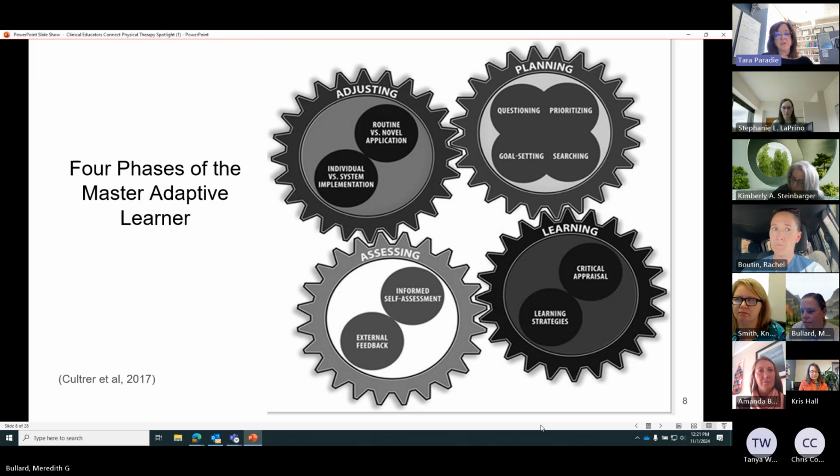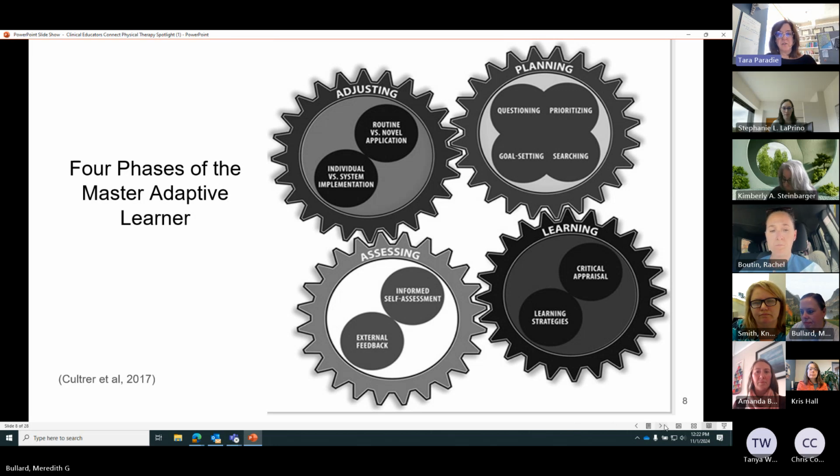The third gear is the assessing one. And this is about informed self-assessment. We'll touch on this a little bit later. But the student needs to not only self-assess, because sometimes they think they're doing a great job and there's pieces that are missing, that a skilled clinician is able to fill in those gaps for them. So this is where they have to take an informed self-assessment with feedback and be able to assimilate that into their learning and be able to tolerate getting feedback and not have that throw them off so that they can no longer apply their learning skills.